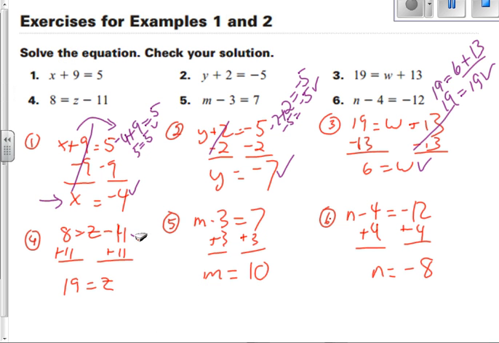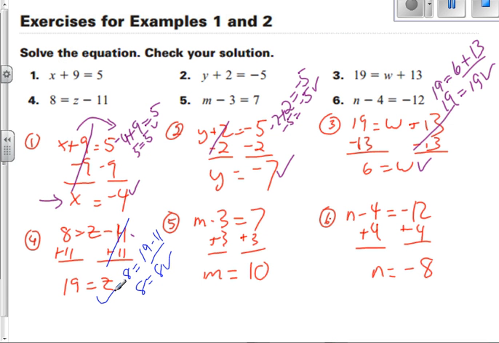All right, so let's do blue. So I add 11 to both sides. They cancel on the right. Therefore, 8 plus 11 is 19. z is equal to 19. So let's just double check here. We have 8 is equal to 19 minus 11. 19 minus 11 is equal to 8. And 8 is equal to 8. Check works. My z is correct.